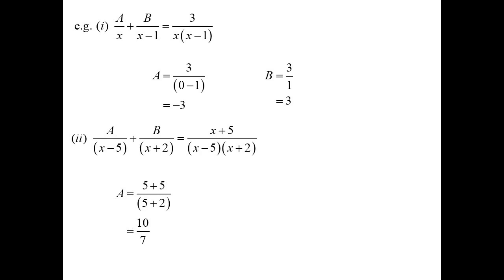Here, this was the next one we did. Okay, I'll cover up the x minus 5 and I'll substitute in 5. I get 10 on 7. I'll cover up the x plus 2 and substitute in -2. I'll get -3/7.